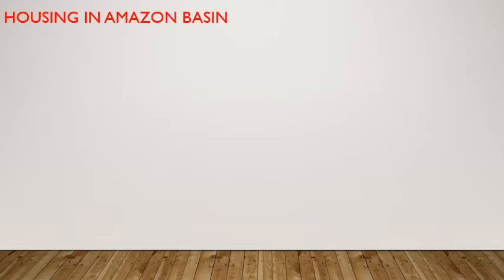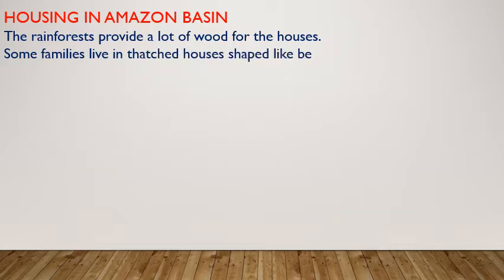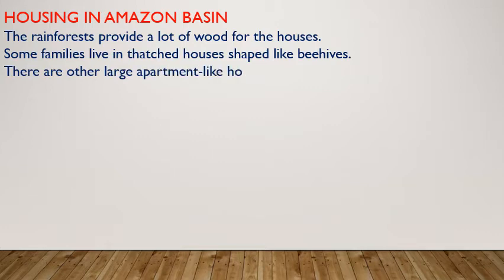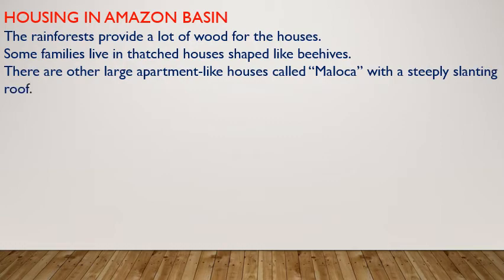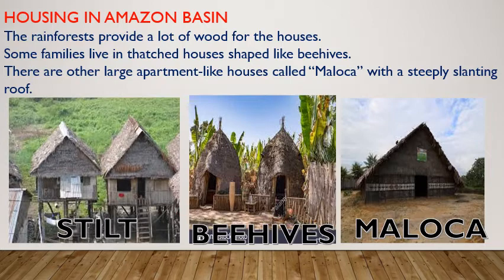Housing in the Amazon basin. The rainforest provides a lot of material for the houses because of the thick forest here. Some families live in thatched houses shaped like beehives. There are other large apartment-like houses called Maloka with a steeply slanting roof. These are beehives and Maloka, and this is a stilt house. These are the different types of houses the people of the Amazon live in.